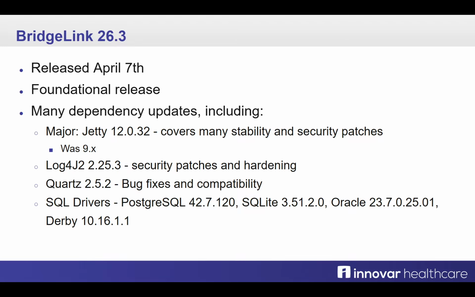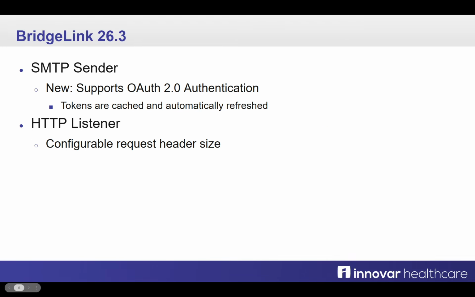Now, I did mention we snuck a few features in here. First, a couple small ones. The SMTP sender now supports OAuth 2.0 authentication and has an integrated token management feature that caches them and automatically refreshes. Kind of convenient. A small change made to the HTTP listener: you can now configure the request header size. We ran into some situations where we had some unusually large headers and realized it didn't work because we couldn't modify it. So we added a feature to do that.